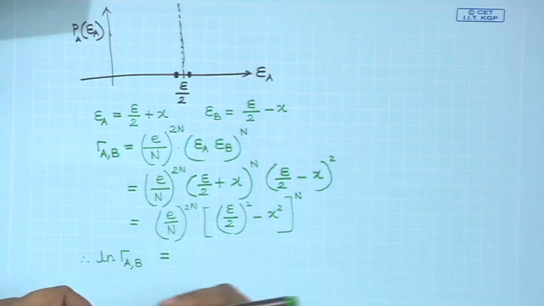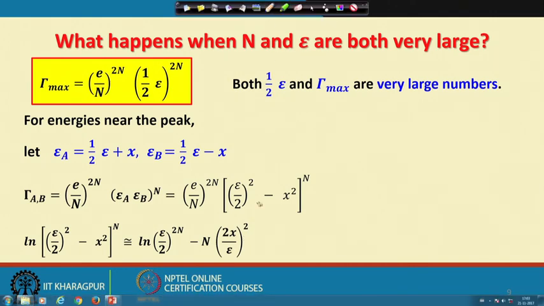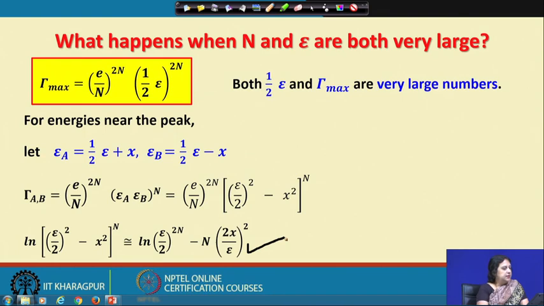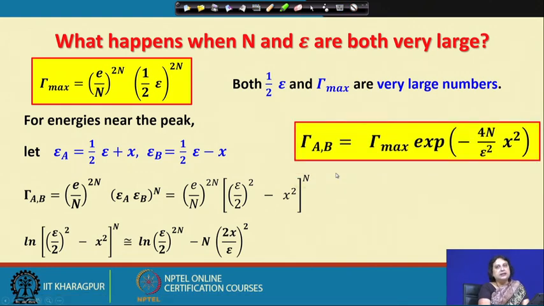Now, if I do that, then what is the resultant expression? The resultant expression has been shown here. I understand that the log of this number is going to be approximated as log of (epsilon by 2)^(2n) raised to the power of 2n, minus capital N into (2x by epsilon) whole square. And if that so happens, then it is very easy to conclude that gamma a b is nothing but gamma max into exponential of this term.